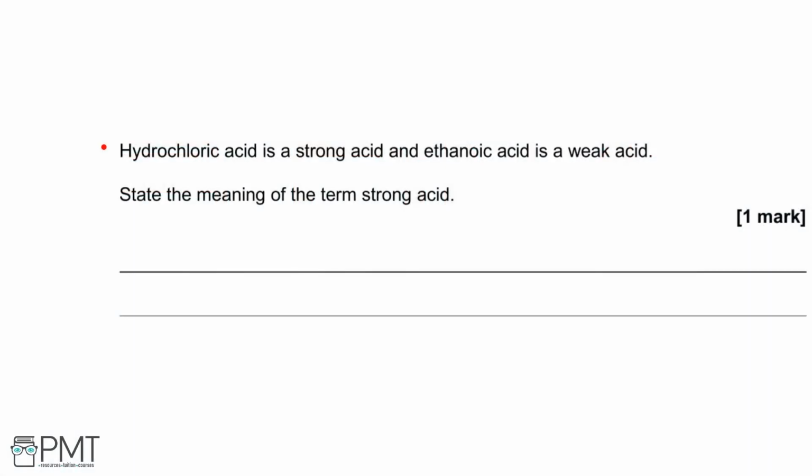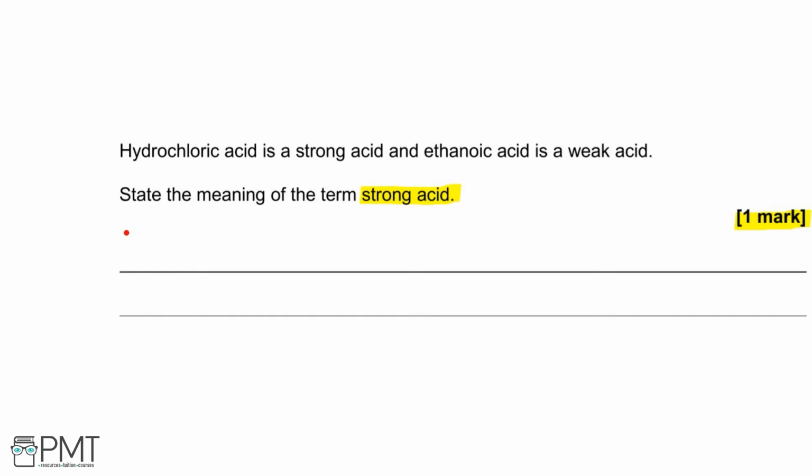Hydrochloric acid is a strong acid and ethanoic acid is a weak acid. State the meaning of the term strong acid. This question is worth 1 mark, which means we don't need any justification or explanation for that definition. It's just one key point in our definition, and that will be that 1 mark.